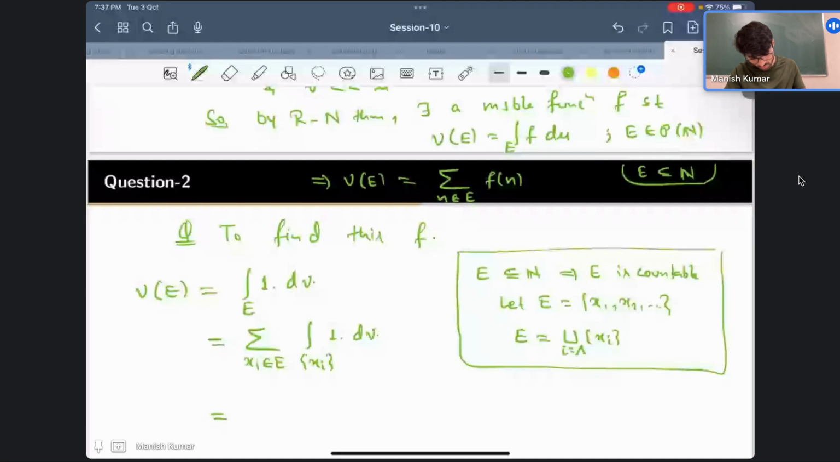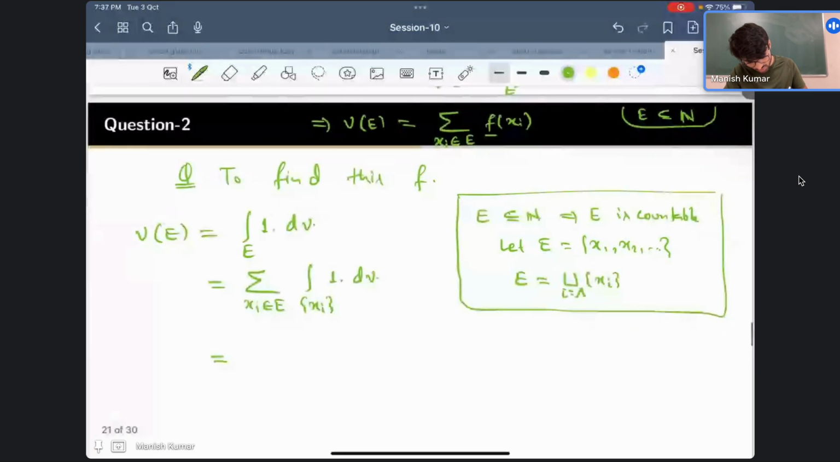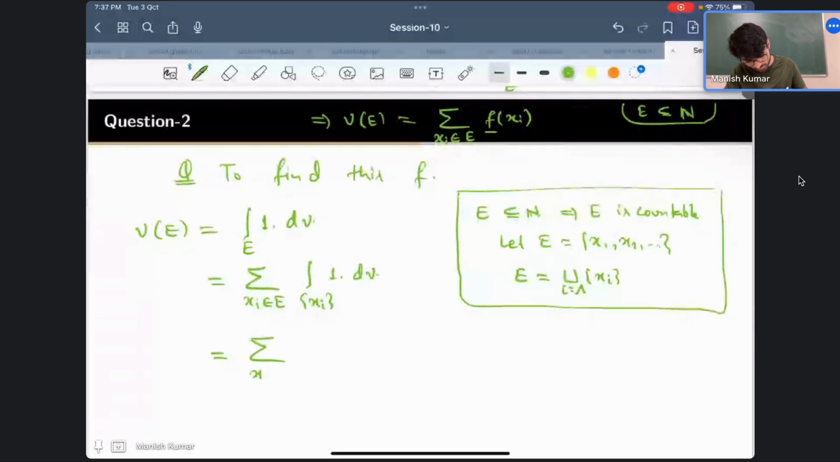So what I was saying is that this integration is nothing but a summation, right? So the main purpose is to find this f. I was just rewriting this in this form. To match with this notation, you can write xi here as well. So here I am rewriting this xi belonging to E, integration of xi.